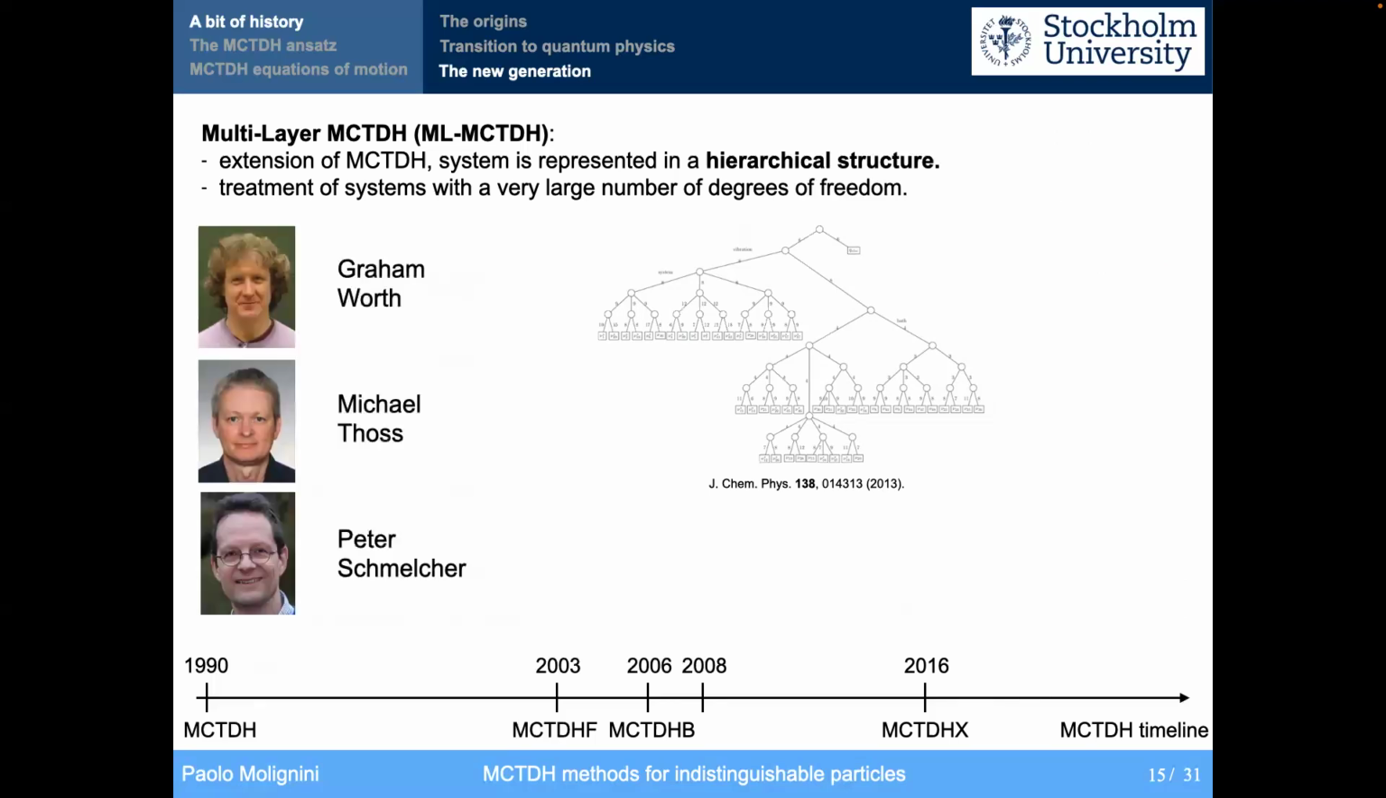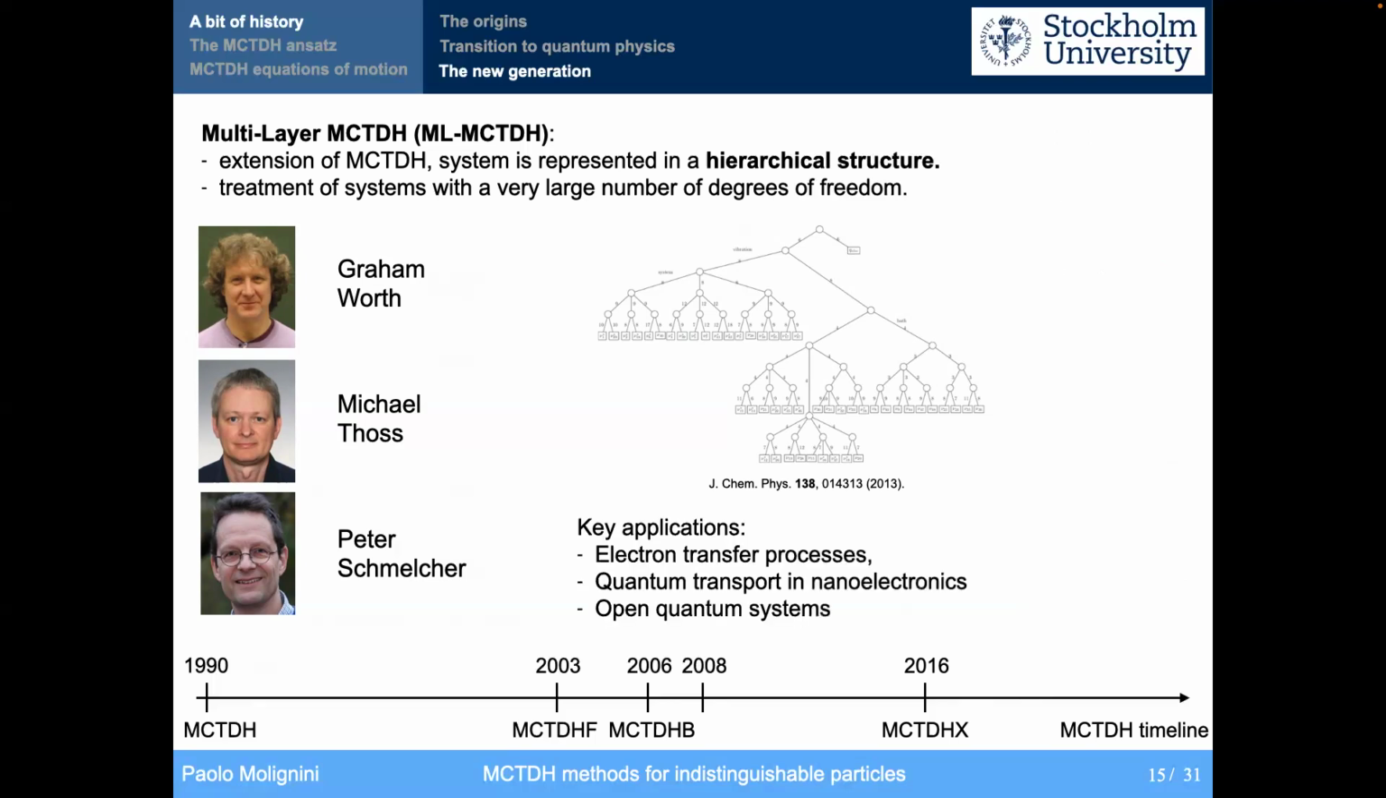Nowadays, as far as I know, these are the people that work on it the most. I personally don't work on the multi-layer part, but I just wanted to mention it because it might be of interest to you, since I know that some of you work in open quantum systems and so on. So that's something to look into if you're interested. Key applications, I have already mentioned open quantum systems, and generically they're used to deal with a larger number of degrees of freedom. So electron transfer processes or quantum transport in nanoelectronics are key applications.